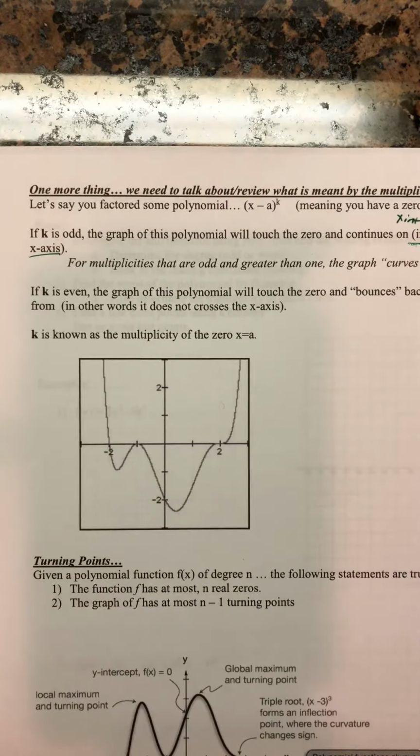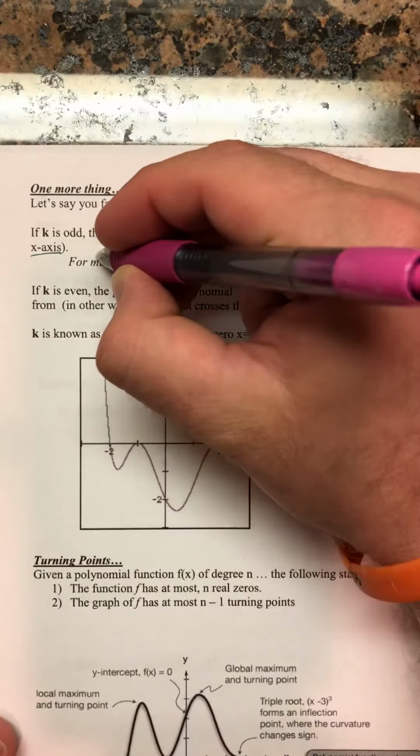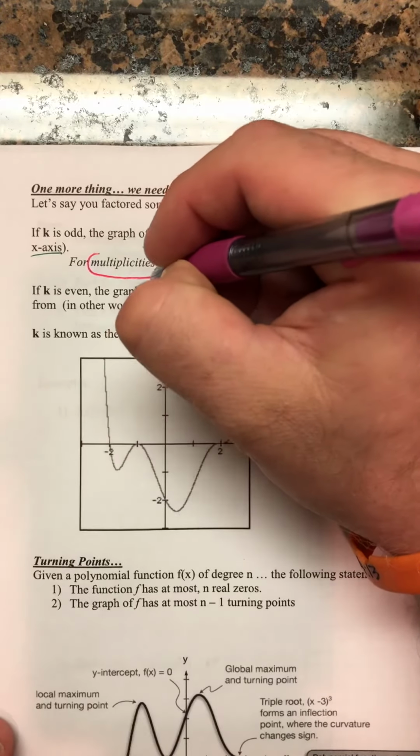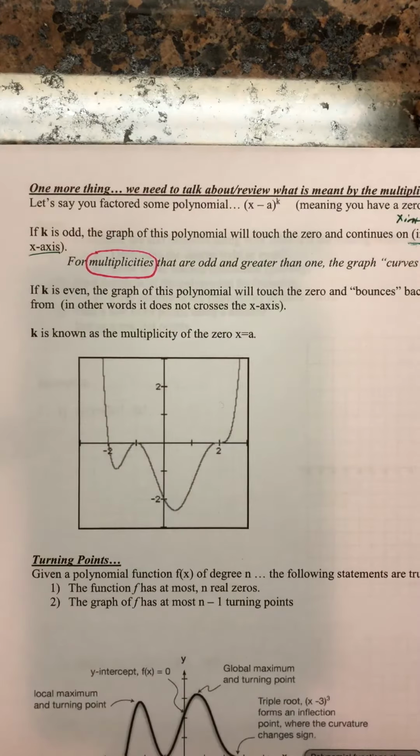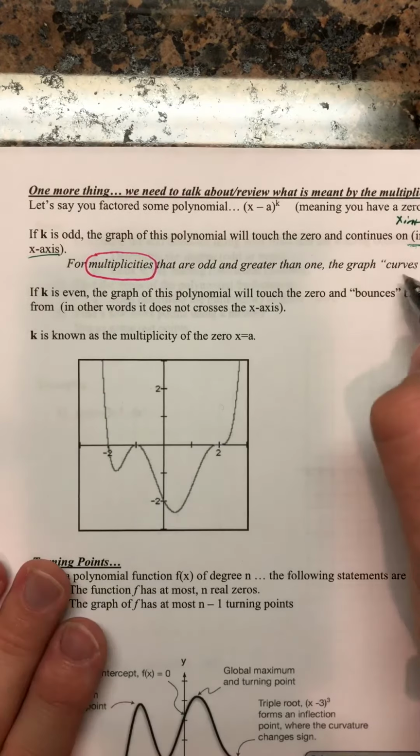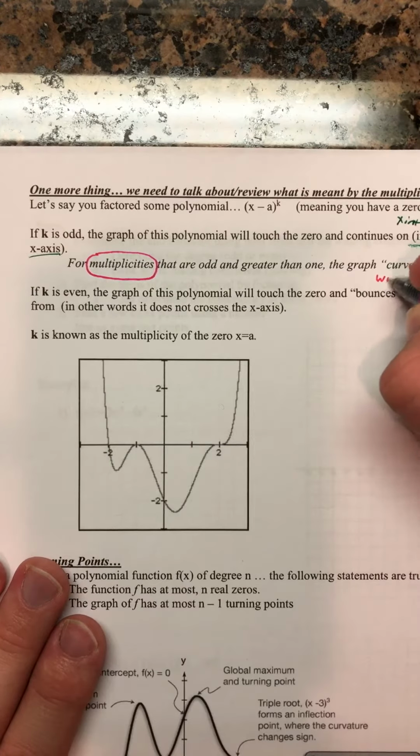What we're talking about right now, that we're learning, is multiplicities. It's all about looking at the power. Is the power even or is the power odd? For multiplicities that are odd and greater than 1, the graph curves through that point. I like to say it wiggles.